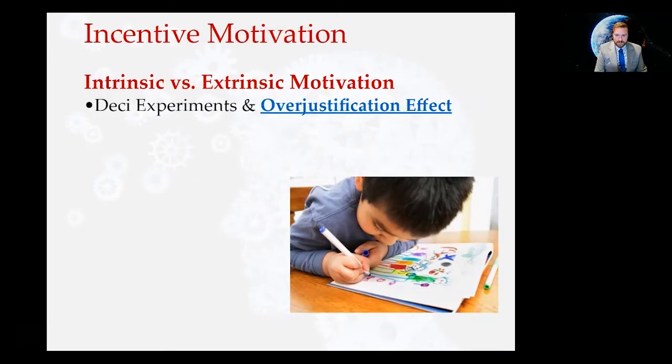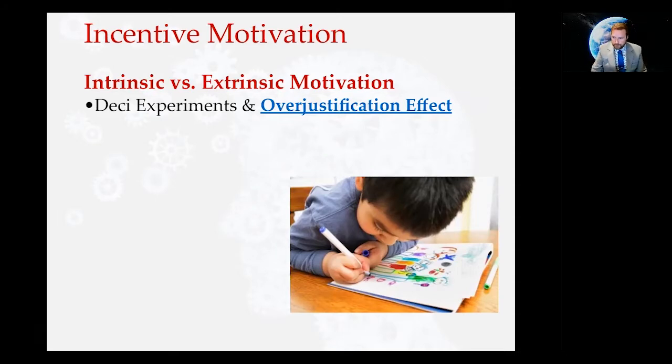Edward Deci did an experiment studying whether extrinsic rewards can help increase intrinsic motivation. And what he found was actually something called the overjustification effect. The overjustification effect is essentially this: when you try to give someone extrinsic motivations or rewards for something that they already found to be intrinsically motivating, what tends to happen is intrinsic motivation goes down.